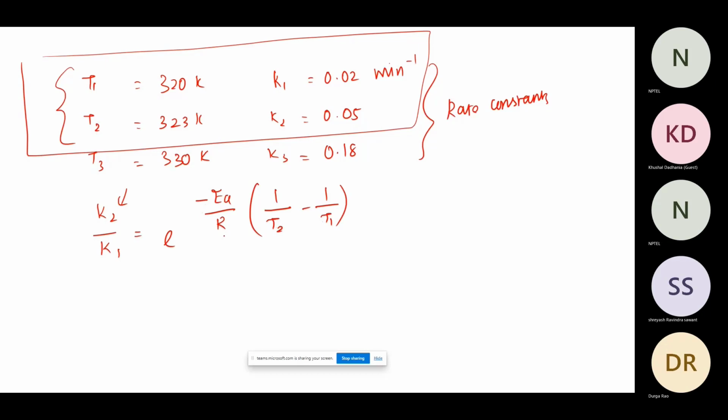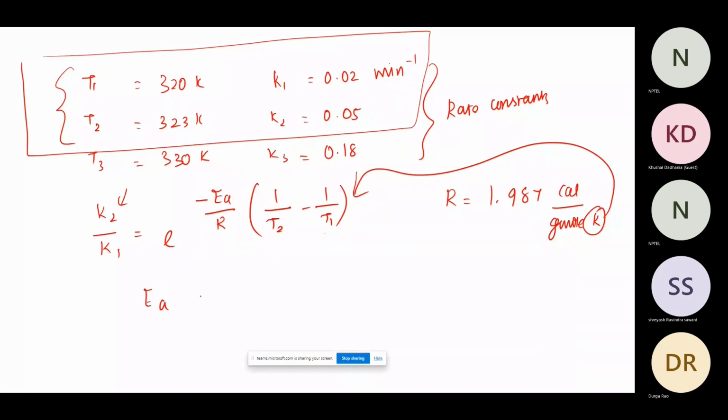Let me check whether R is given. Yes, R is given as 1.987 calories per gram Kelvin. So you are working with Kelvin, so substitute all temperatures in Kelvin. R is 1.987, K2 and K1 are 0.05 and 0.02, T2 is 323 and T1 is 320. From this you can find EA, which comes as calories per gram.